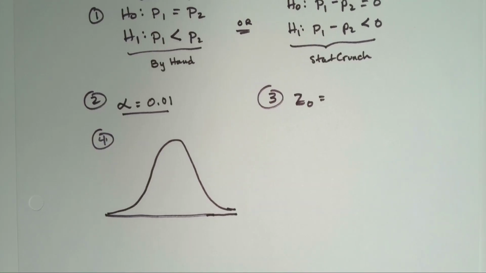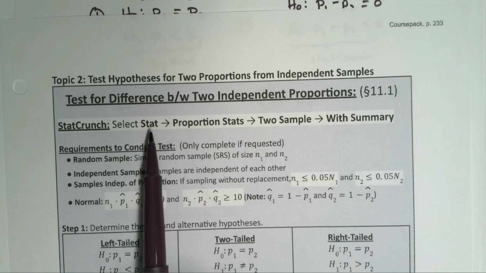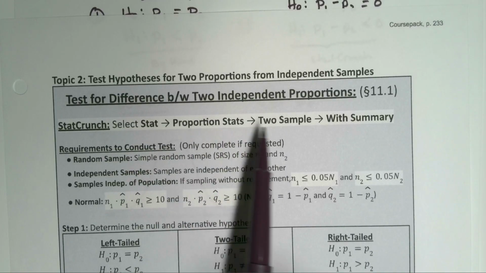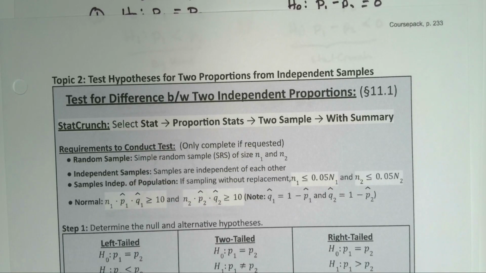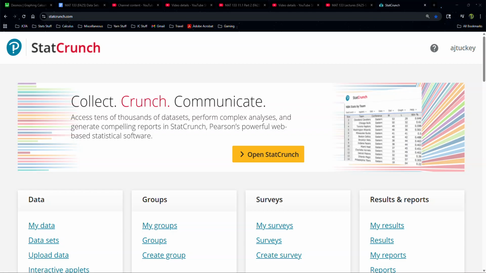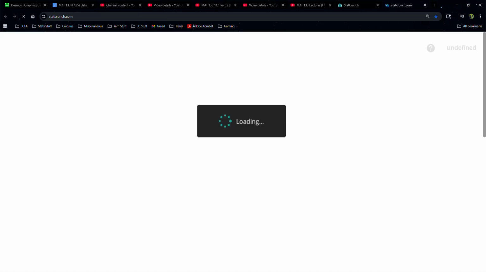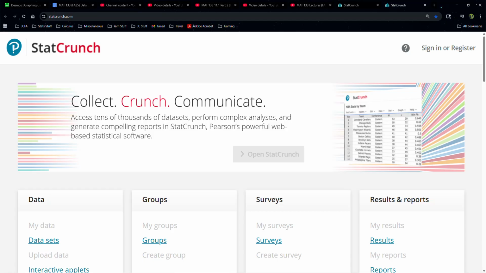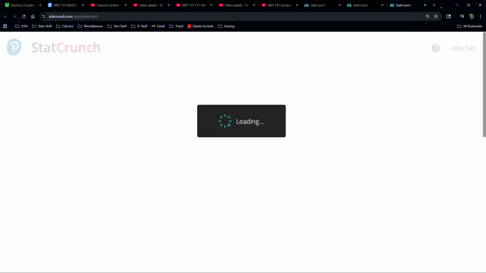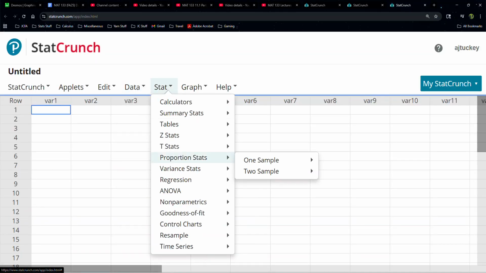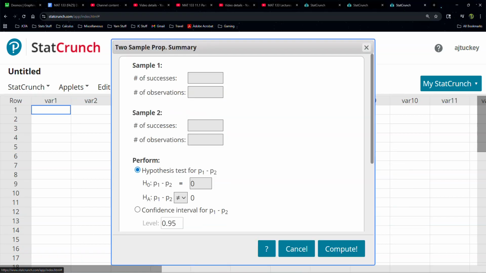Okay, so where do I go in StatCrunch? Well, the instructions are right here at the top. Stat, proportion stat, two sample with summary. So that's where I'm going to go. I'm just going to open a blank StatCrunch right here. Oops, I have to sign in. There, now I will open a blank StatCrunch. Stat, proportion stat, two sample with summary. And then we put in our x's and our n's, which we wrote down in part A.